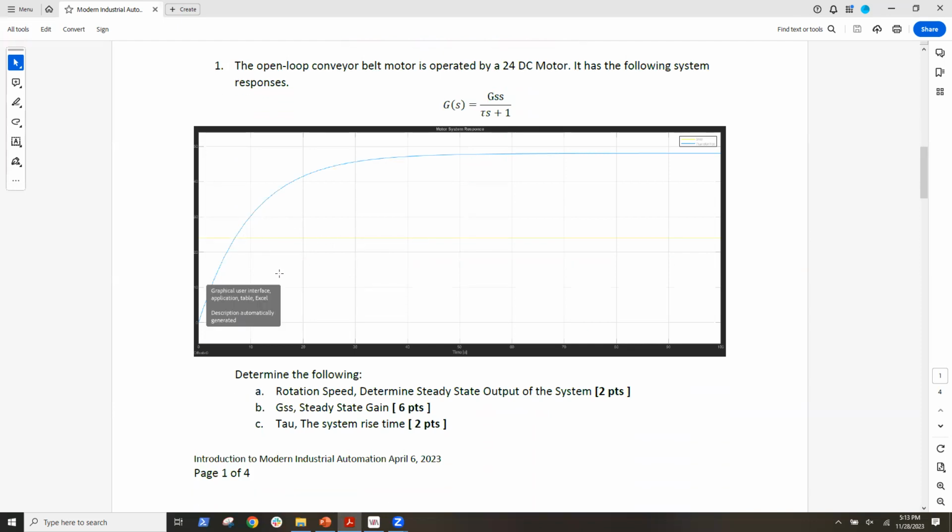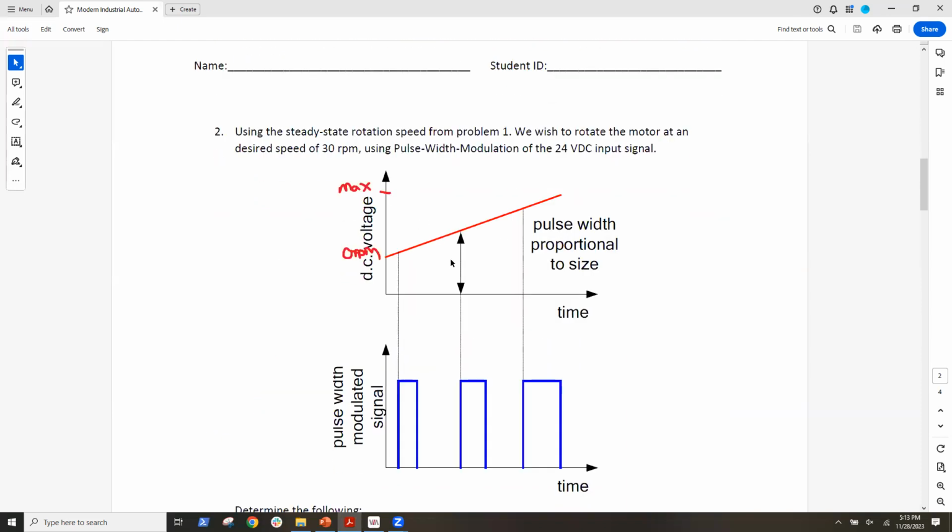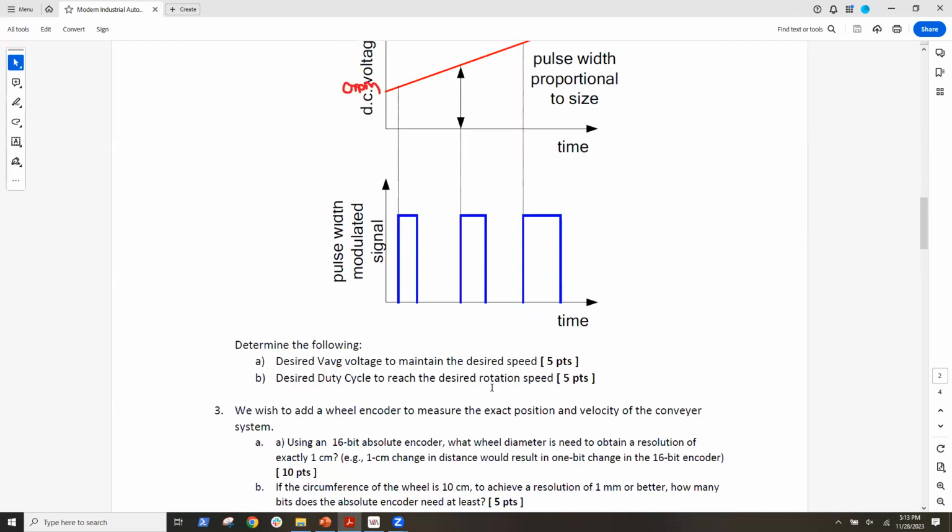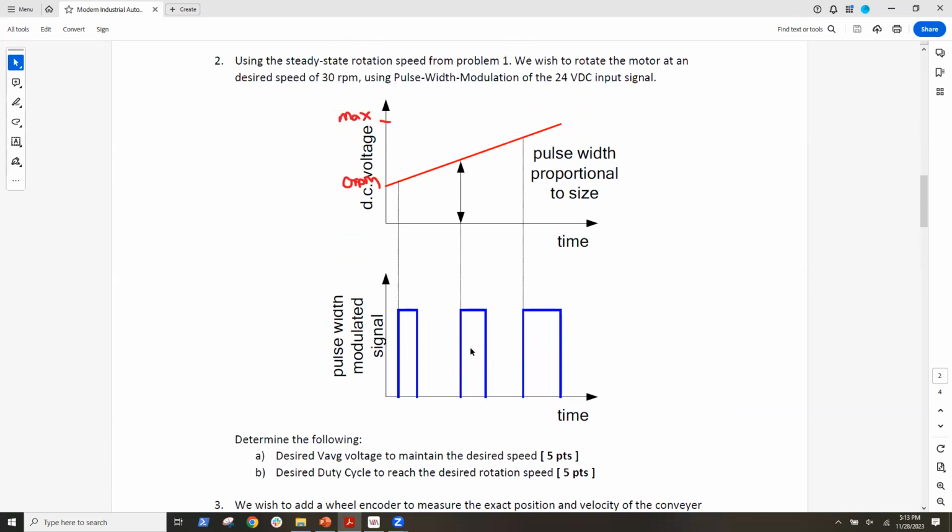So it's not going to be as easy as just half. You have to actually compute that duty cycle without just guessing. But you'll be able to answer some basic concept questions. So now the conveyor belt's moving at my desired speed, and this is still an open loop system.